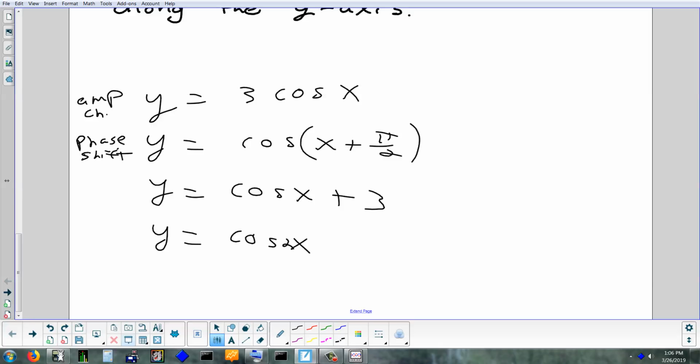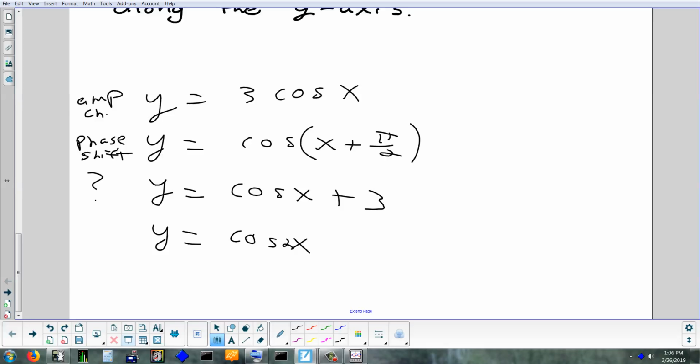No, it's not in parentheses. We're going to do that one next. It's a shift, but it's just a different kind of shift. If the phase shift is left and right, you can probably guess what the other one is.